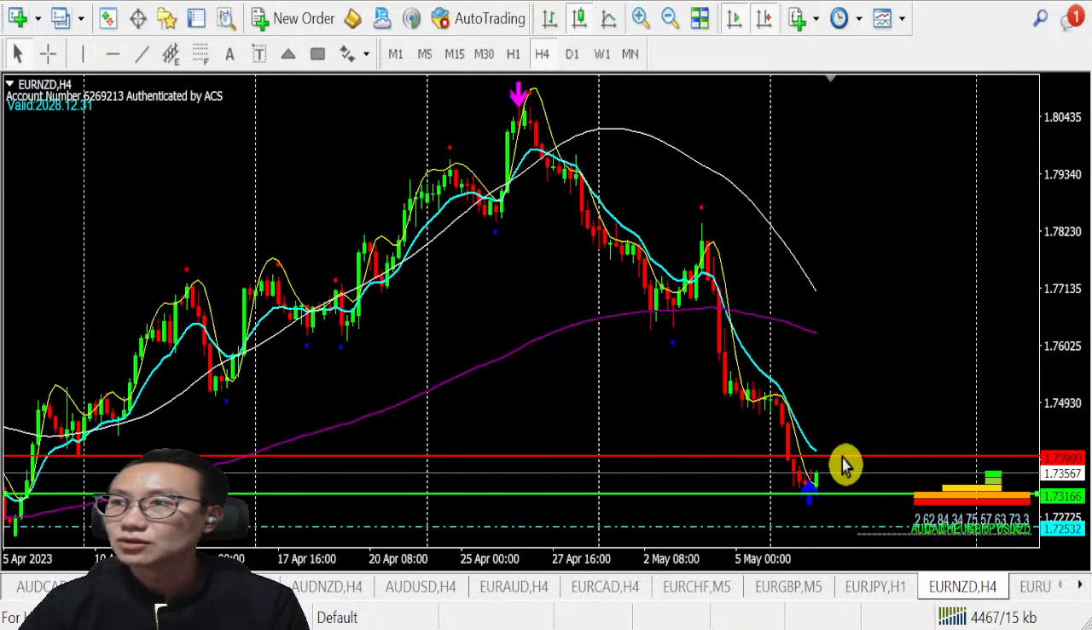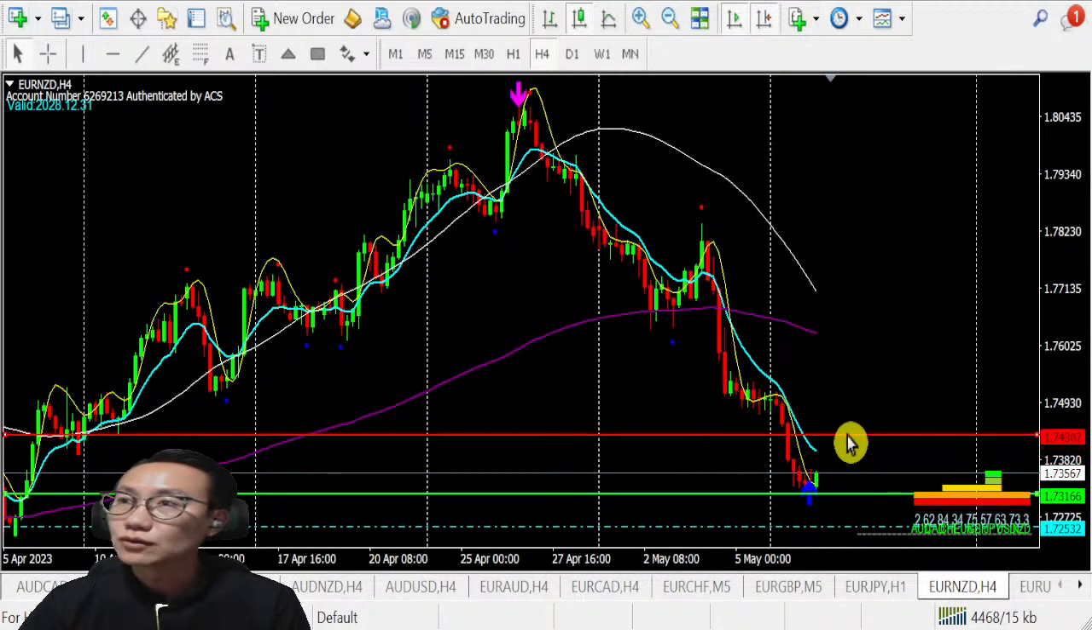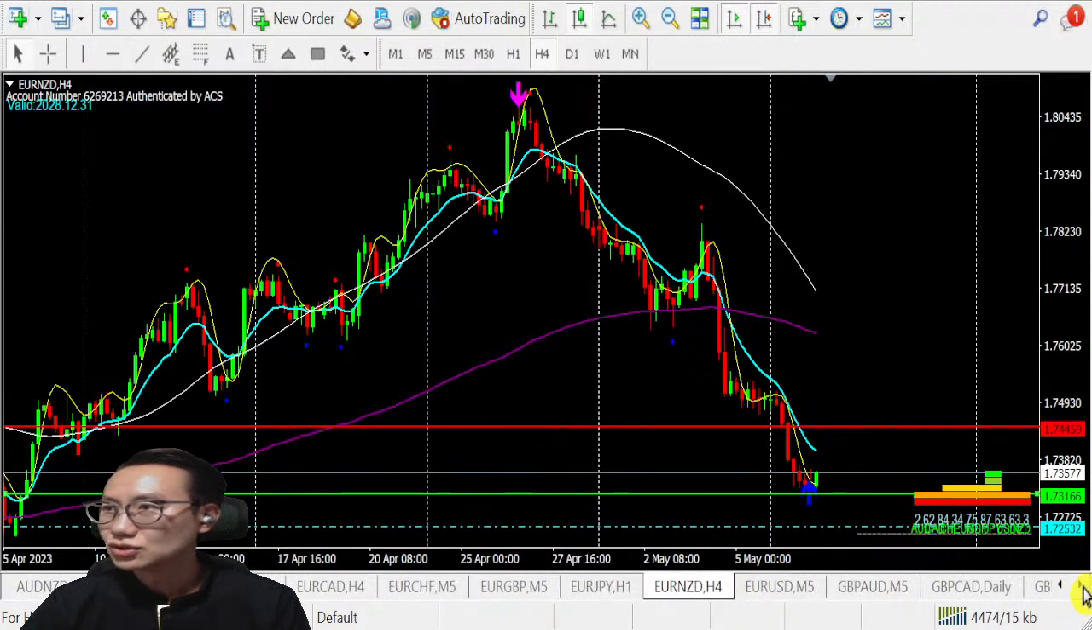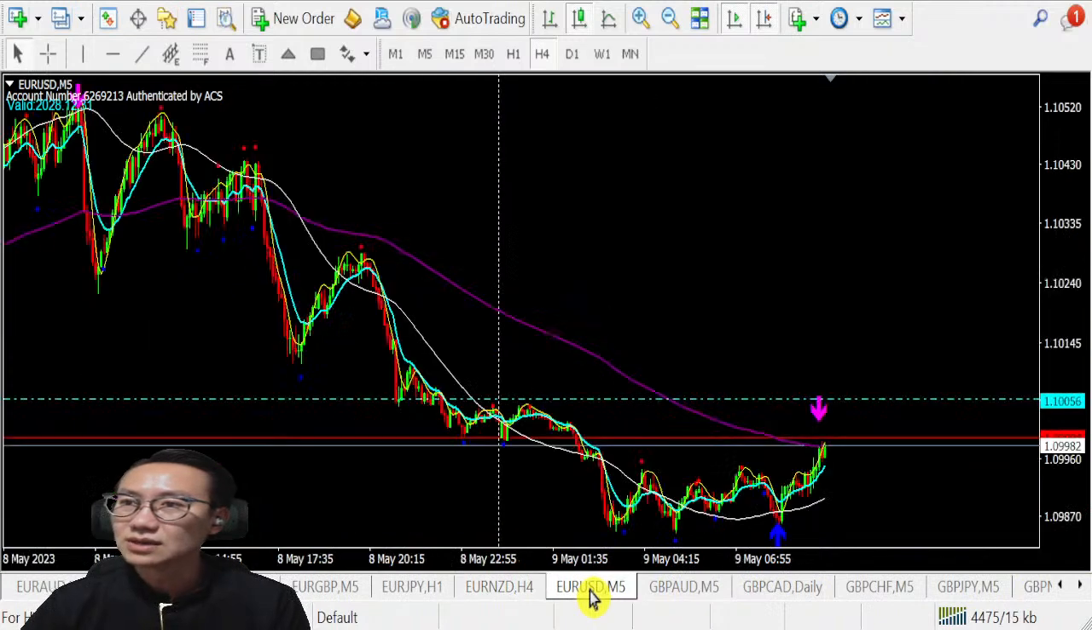If we are going for a selling, it looks like it's trying to test the resistance here, then it may start selling. It may take a while, I think. So let's wait for a while and see how it goes.